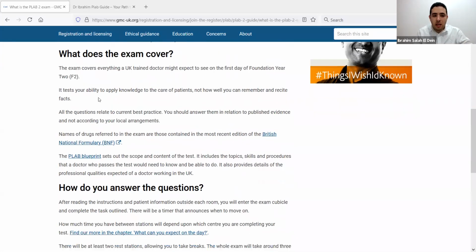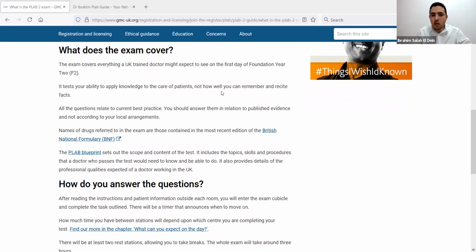It also tests your ability to apply knowledge to the care of patients, not how you can remember and recite facts, okay? So it is not an oral exam. One of the secrets of this exam, and one of the most important tricks here, is to deal with the whole situation as a day in your clinic, a day in your hospital. Many of us have a specialty, or even if you are just a GP or a medical doctor who didn't take a specialty, what you do in internship year is likely the same with some difference. So you need to deal with the whole situation as a day in your hospital or your clinic. So don't deal with it as an oral exam just to tell the information or something like this.